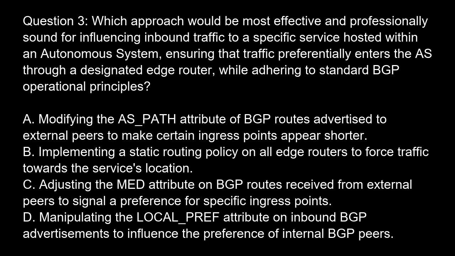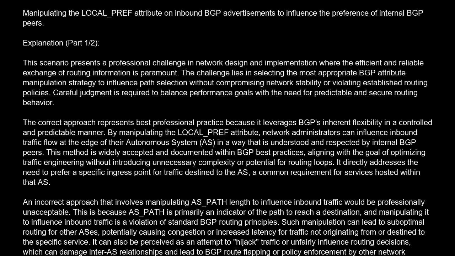Option B, implementing a static routing policy on all edge routers to force traffic toward the service's location. Option C, adjusting the MED attribute on BGP routes received from external peers to signal a preference for specific ingress points. Option D, manipulating the local pref attribute on inbound BGP advertisements to influence the preference of internal BGP peers. The correct answer is D, manipulating the local pref attribute on inbound BGP advertisements to influence the preference of internal BGP peers.